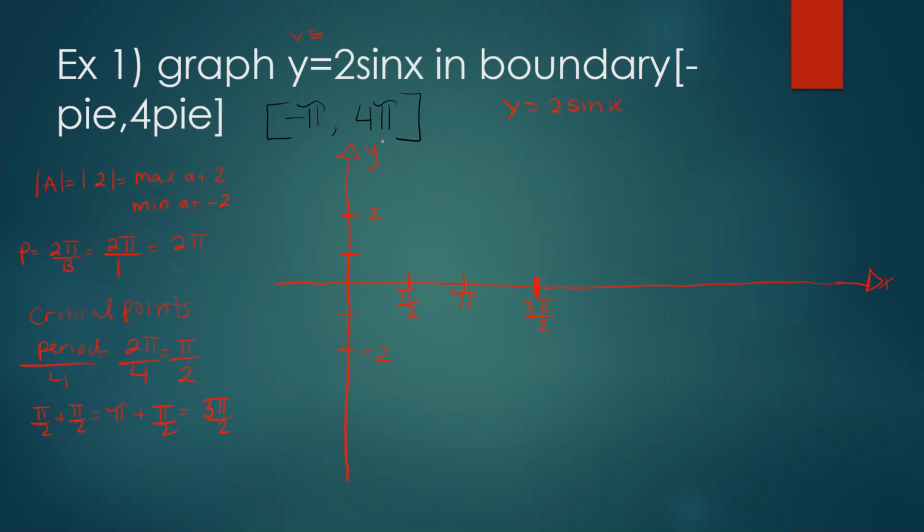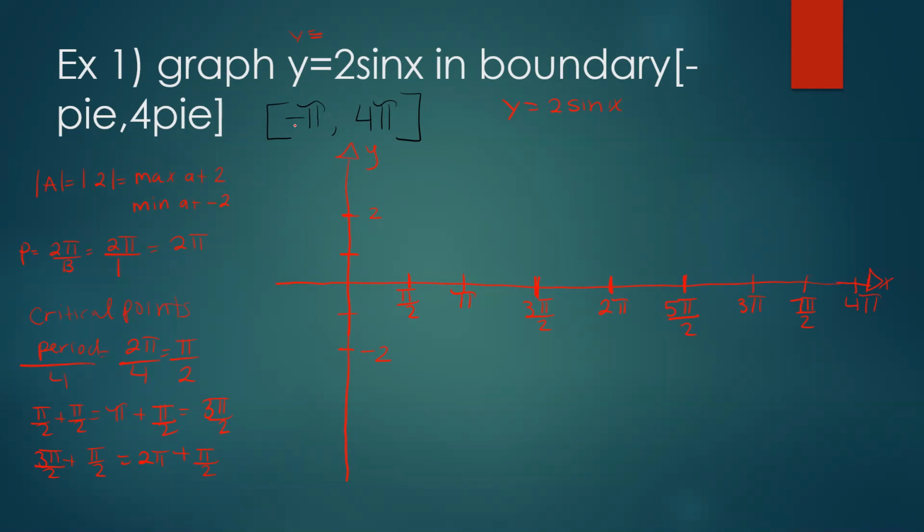I'm going to keep on going until we hit 4 pi, because that's our boundary. The next one is 3 pi over 2 plus pi over 2, so 270 plus 90 is 2 pi, or 360. Then 2 pi plus pi over 2, so 360 plus 90, that's going to be 5 pi over 2. And then 5 pi over 2 plus another pi over 2 is 3 pi. Then 3 pi plus pi over 2 is 7 pi over 2, and 7 pi over 2 plus pi over 2 is 4 pi. So we can stop here, because our boundary goes to 4 pi.